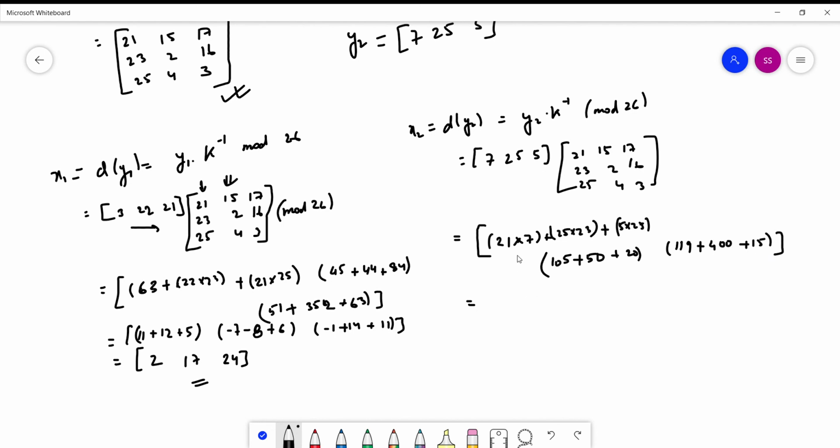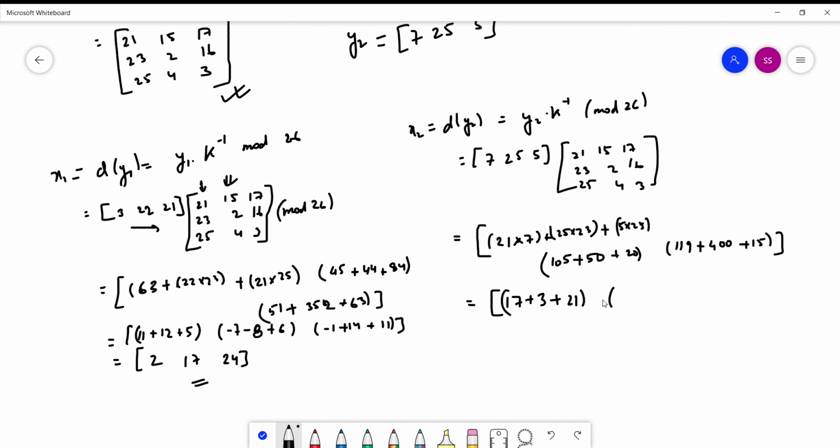So I will solve it. 21 I can take as minus 5. So minus 5 into 7 is minus 35. Minus 35 plus 26 is minus 9. So minus 9 can be written as 17. Right? So 17 plus, now this is 25 into 23. 25 I can always write as minus 1. So minus 23, that is 3. Plus this 25 is minus 1. So this is minus 5. So minus 5 can be written as 21.